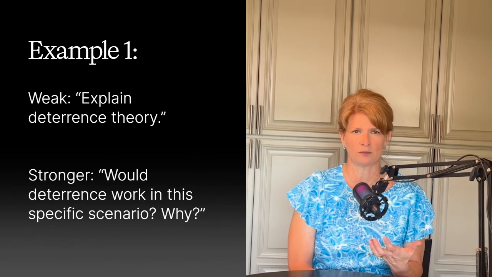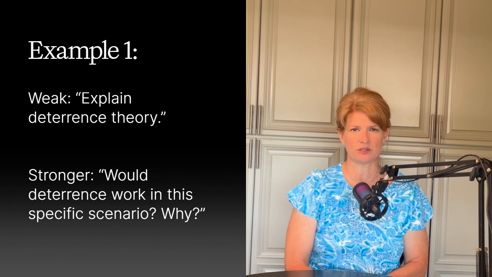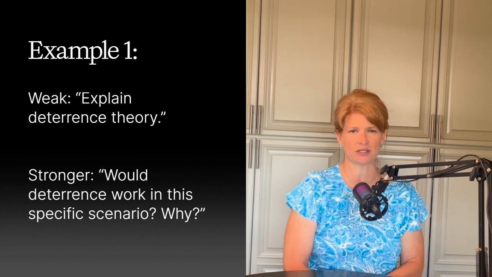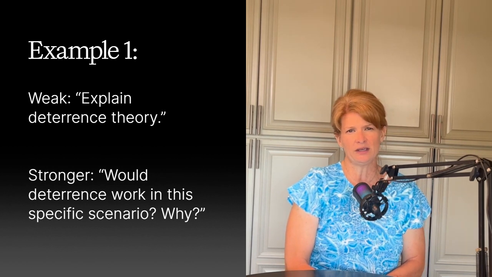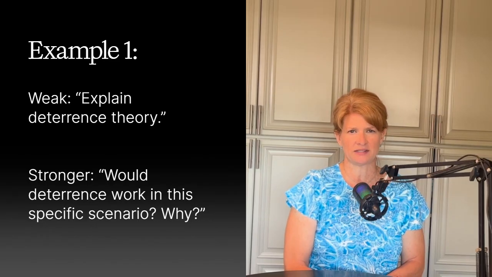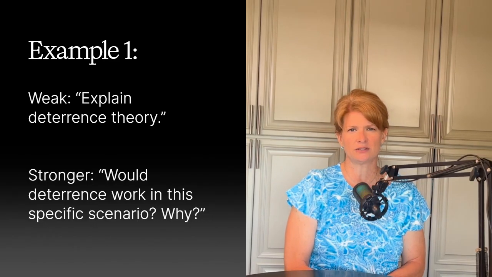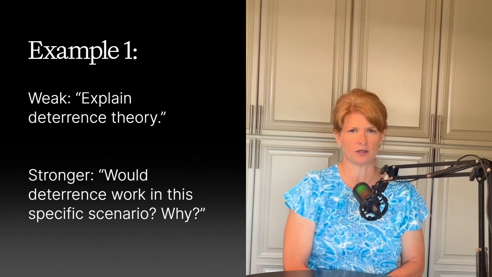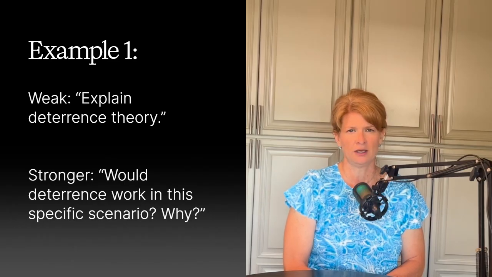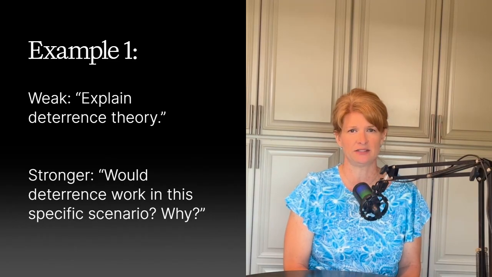Instead, a stronger one would be, would deterrence actually work in this specific scenario? Pick a position and defend it using course concepts. In the weak version, AI writes it in 30 seconds and it sounds great, but in the stronger version, it requires a student to commit to a position on a specific situation. And that's a fundamentally different cognitive task.